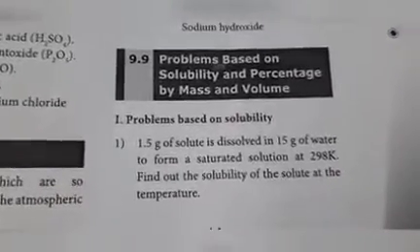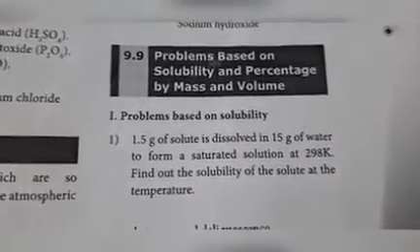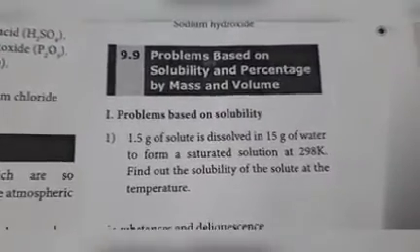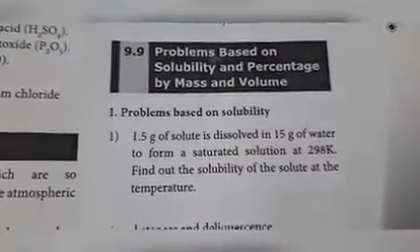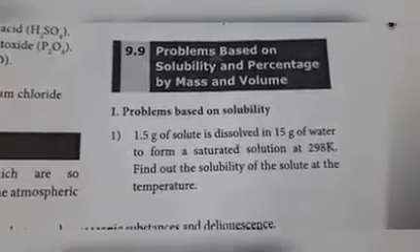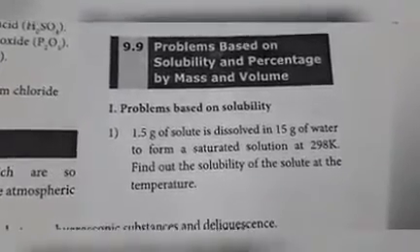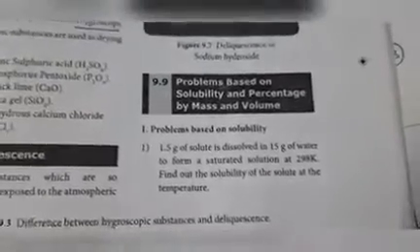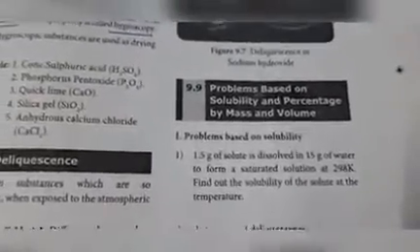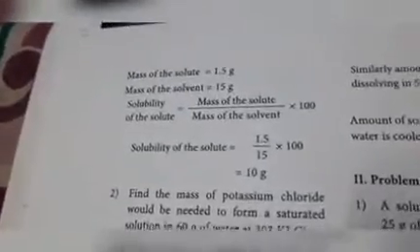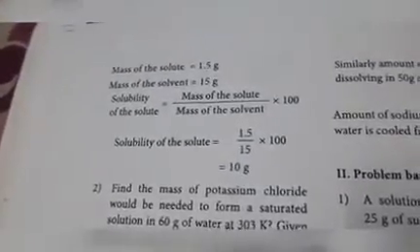In this problem 1.5 grams of solute is dissolved in 15 grams of water. So the solute mass is 1.5 gram and the solvent mass, that is the water mass, is 15 gram. Find out the solubility of the solute at different temperature. Mass of the solute is 1.5 gram, mass of the solvent is 15 gram.